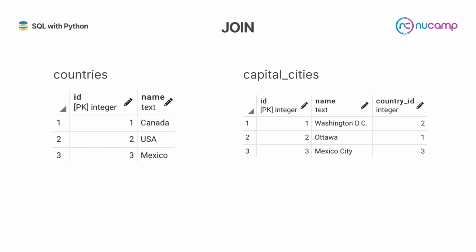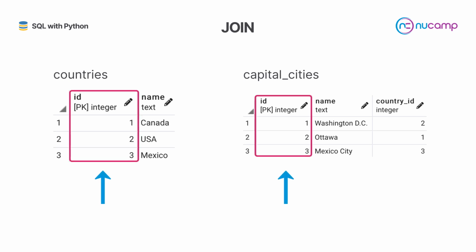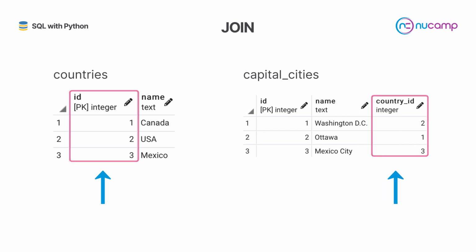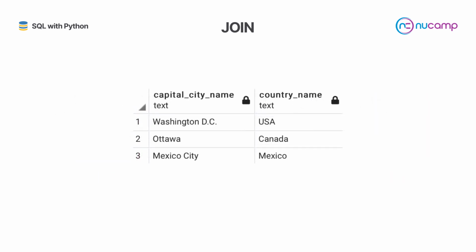Let's say we have two tables, countries and capital cities. Each table has a primary key column called ID. The capital cities table has a foreign key column of country ID that references the countries table's primary key. Now let's say we want to query those two tables for a result set that looks like this.